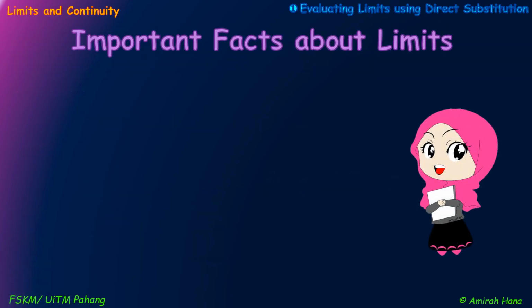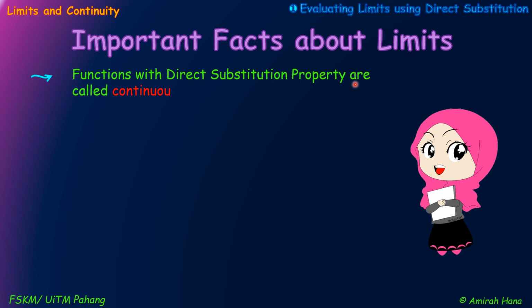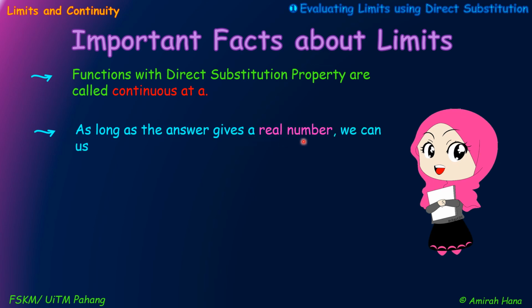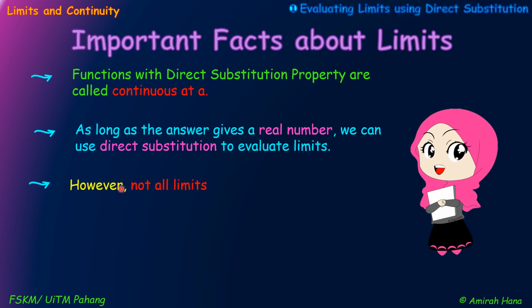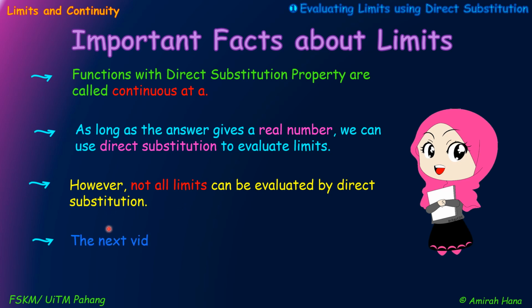Important facts about limits. Functions with direct substitution property are called continuous at a. As long as the answer gives a real number, we can use direct substitution to evaluate limits. However, not all limits can be evaluated by direct substitution. The next video covers some other techniques that can be used.